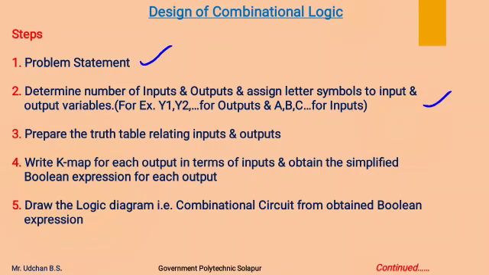After that, from the given problem statement, we are going to prepare the truth table which relates the inputs and outputs. From the obtained truth table, we are going to write the K-map for each output in terms of inputs, and we are going to obtain a simplified Boolean expression for each output for the given problem statement. Once we get the Boolean expressions for each output, we are going to draw the logic diagram, that is the combinational circuit, from the obtained Boolean expression. These are the 5 steps which we are going to follow for the combinational logic circuit design.